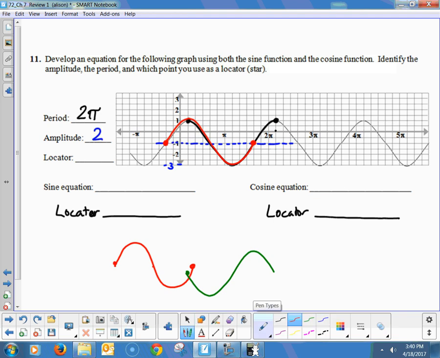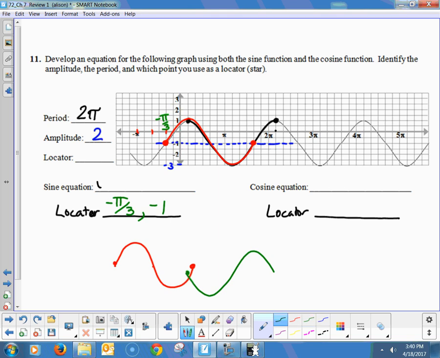So I'm going to choose as my locator this point, which is, let's see, pi is 6 boxes, so each 2 boxes is 1/3 pi, so this is negative pi over 3. So my locator is negative pi over 3, comma, -1.